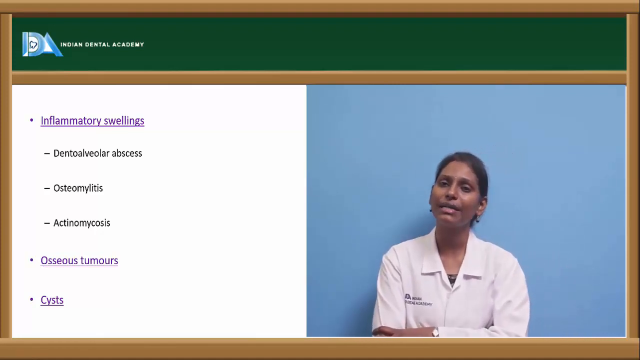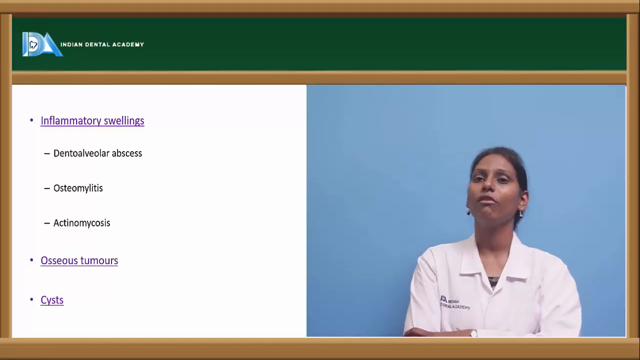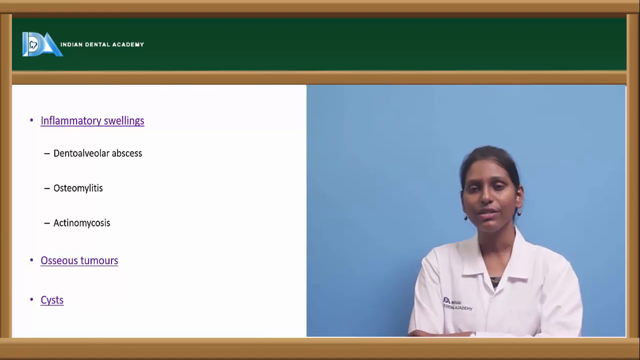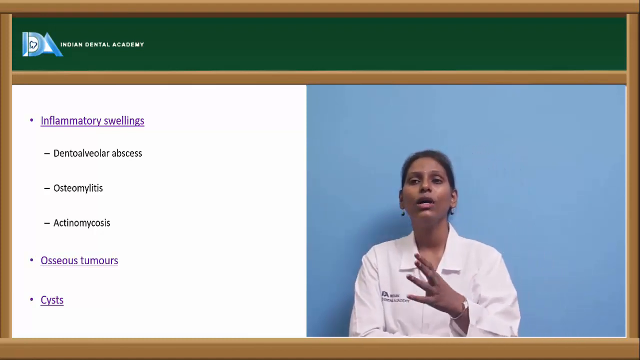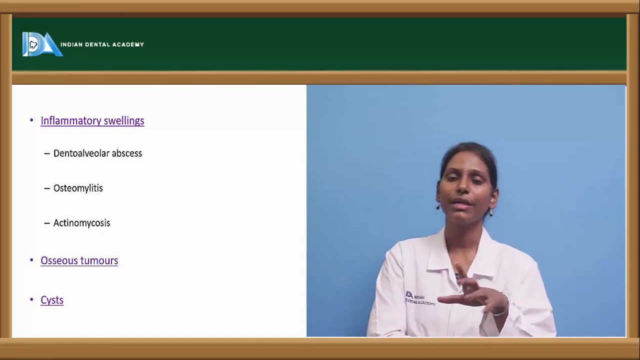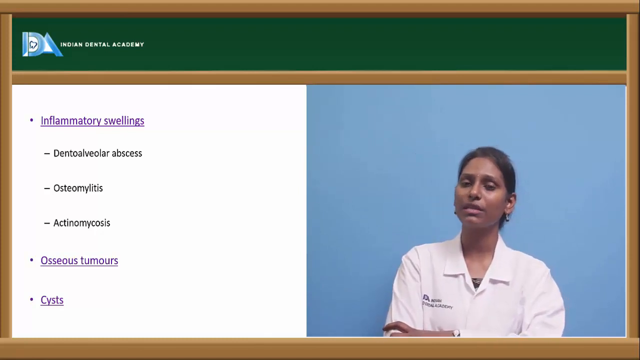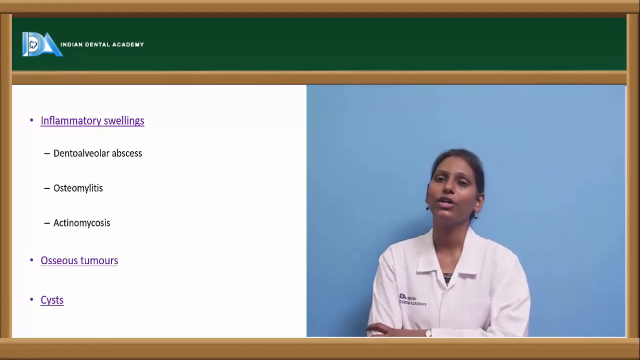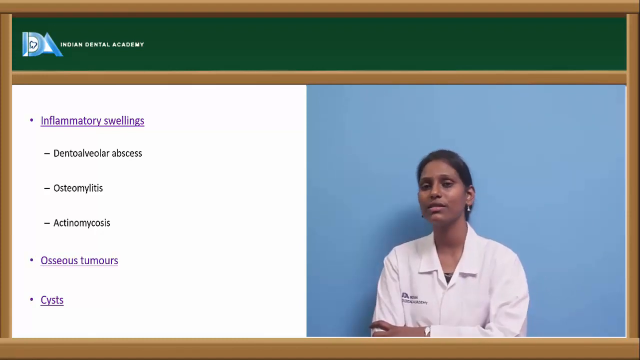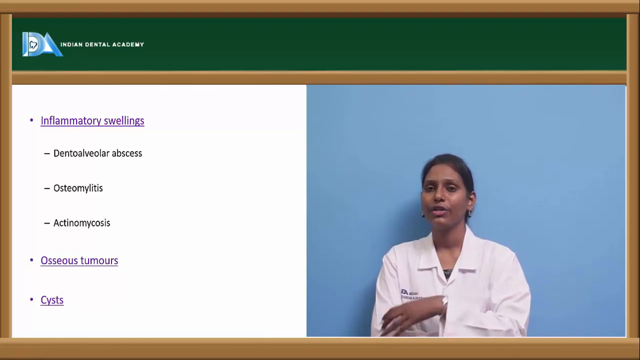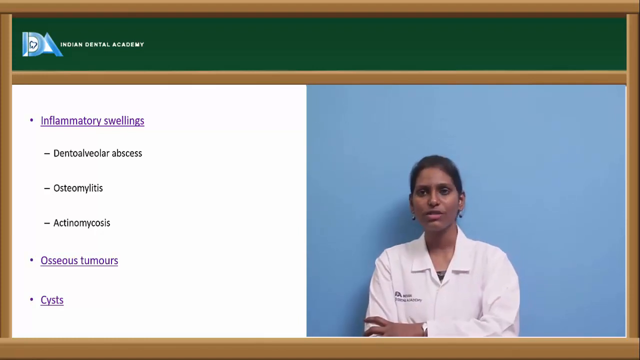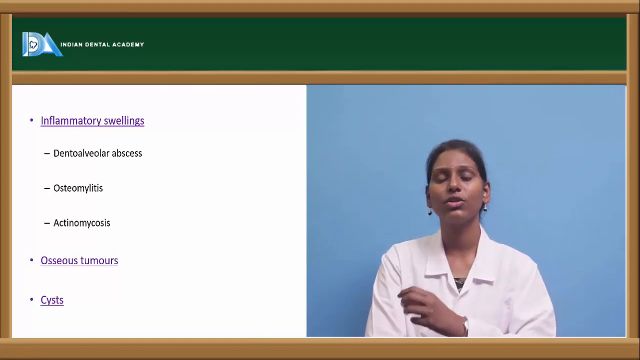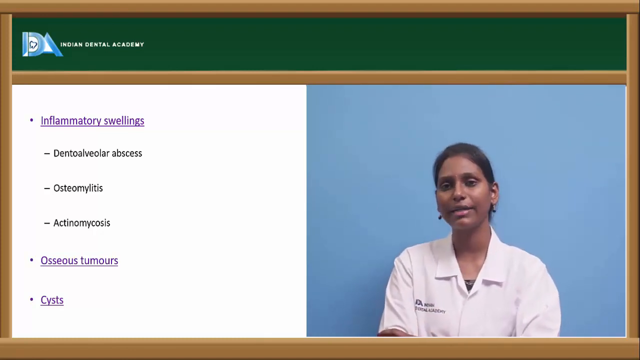Next, we have osteomyelitis. Osteomyelitis is again a sequel of this chronic dentoalveolar abscess. Here we see a periosteal reaction leading to changes within the bony structure, the trabecular pattern, and we can see involucrum and sequestrum formation in case of this osteomyelitis. Actinomycosis, usually cervicofacial actinomycosis, is a variant which can present as a swelling of the jaws. In this actinomycosis, we can see sulfur granules, which is a characteristic feature of actinomycosis.